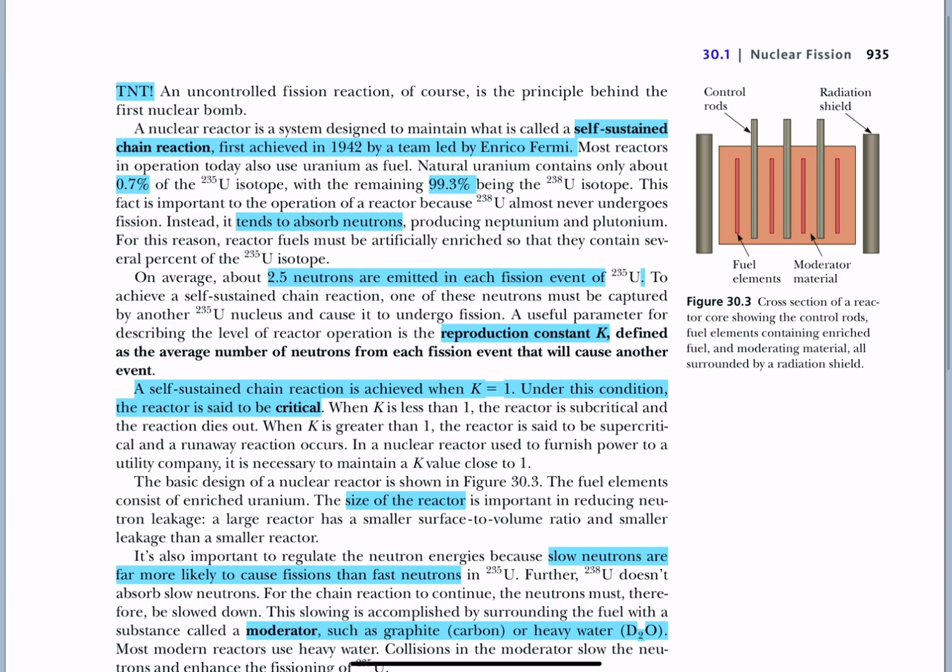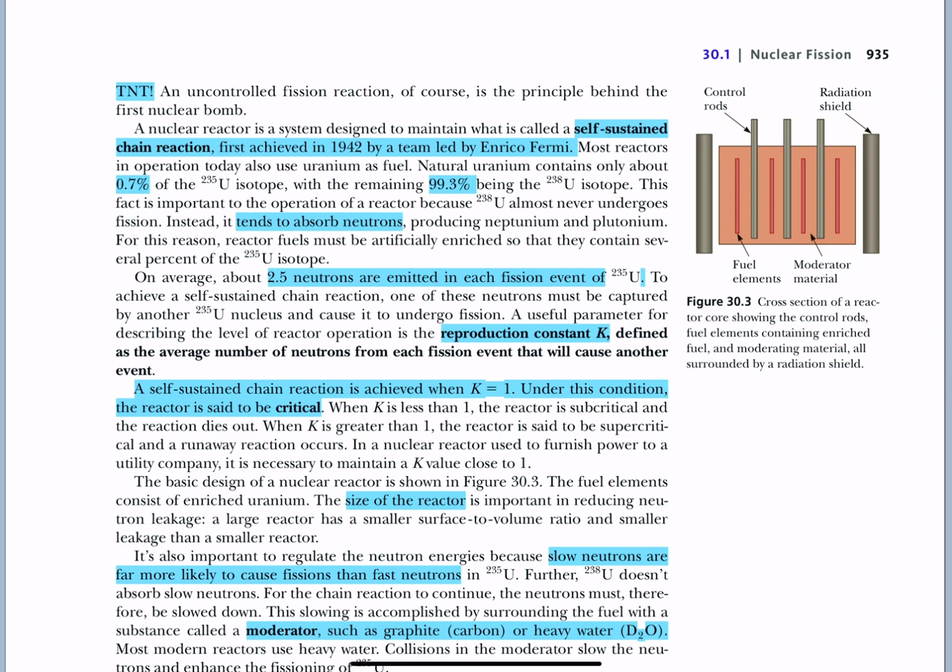Now, if you look in the picture in the upper right, the control rods are made out of a material, often cadmium, that absorbs neutrons. And the control rods are in between the fuel rods. The fuel rods contain marble-sized pellets of uranium-235.